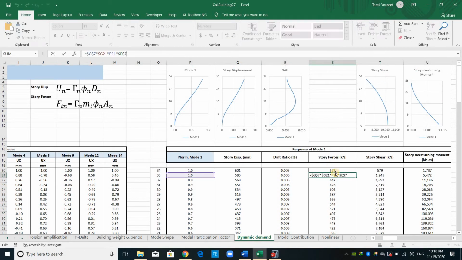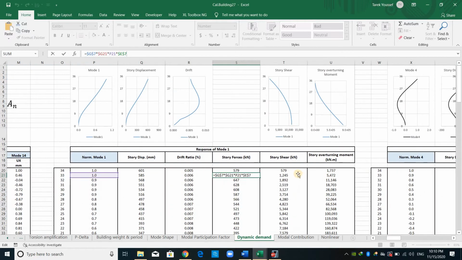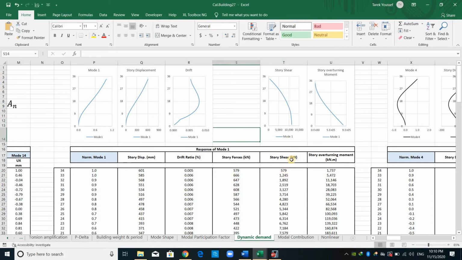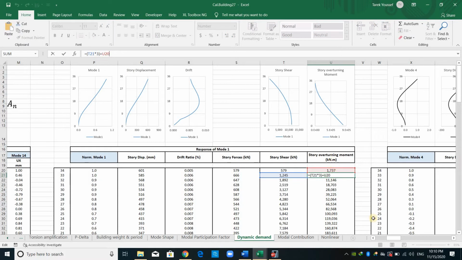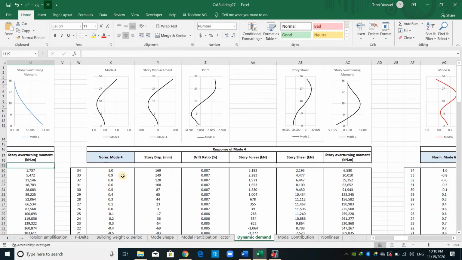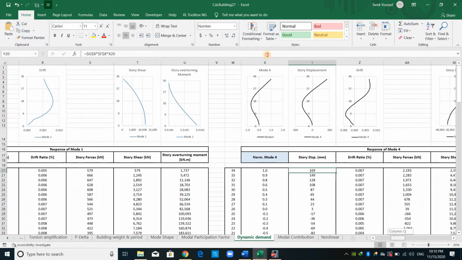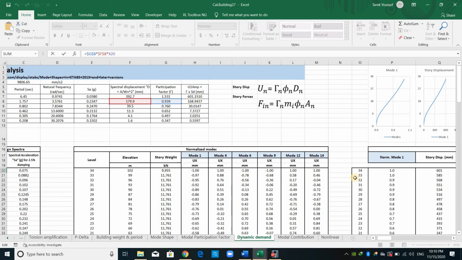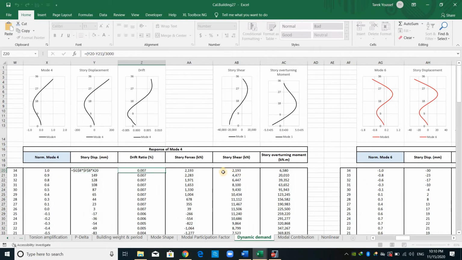And in the same way, we compute the other forces. Now story shear is just equal to the summation of forces as shown in this cell. And this is how story shear looks like for the first mode, of course. And the story overturning moment is equal to the story shear multiplied by story height plus the moment above that story. And I have used the same computation for mode number 4. Of course, you need to use mode number 4 here, and the mass participation for mode number 4. And I just use the same formulation that I have shown you before.